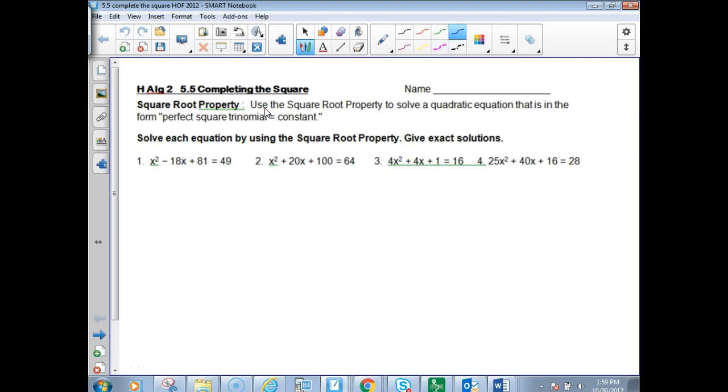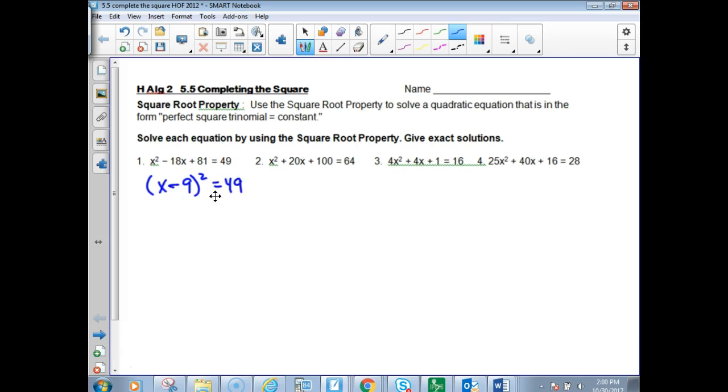Okay, today we're going to complete the square. The square root property. We're going to use the square root property first to solve a few quadratic equations where it's a perfect square trinomial equals a constant. You should recognize this as a perfect square trinomial because 81 is a perfect square, 9 times 9 is 81, and 9 plus 9 is 18. That's how you can tell it's a perfect square. So this factors to (x minus 9) quantity squared, and that would equal 49.